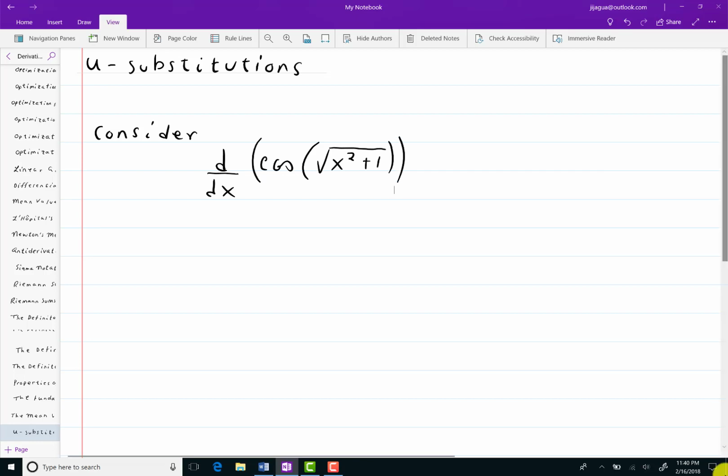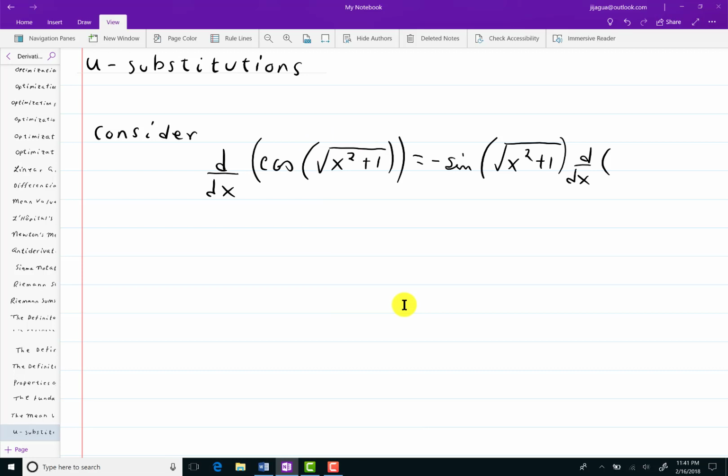Well, the first thing that you would do is, because you have a function inside of a function inside of a function, we're going to have to use the chain rule. The first thing you would probably do is attack cosine, and you would get negative sine of the square root of x squared plus 1, like so. But then you'd have to take the derivative of the stuff that was inside of there because of the chain rule. And then, of course, this little piece right here is due to the chain rule.